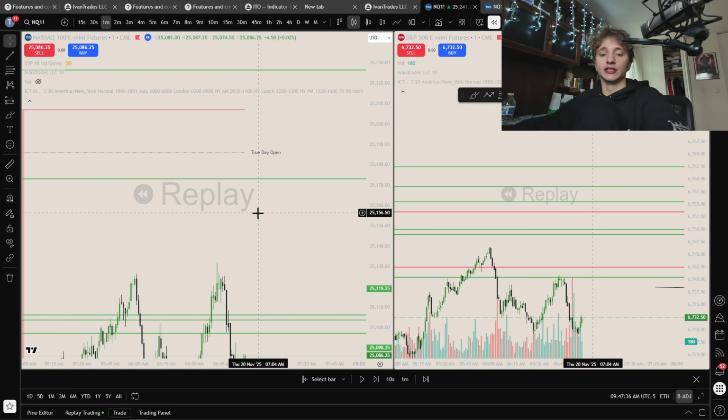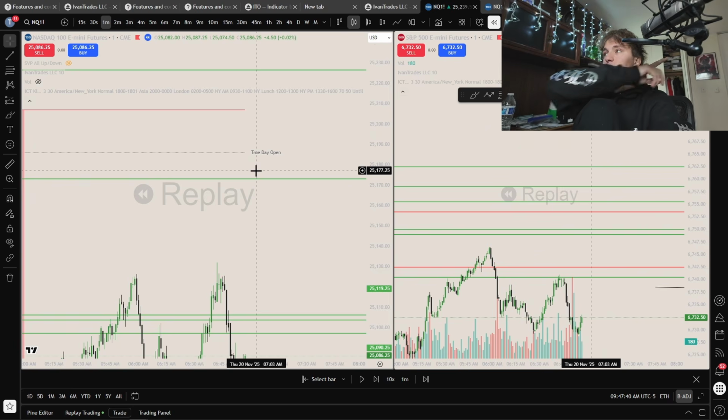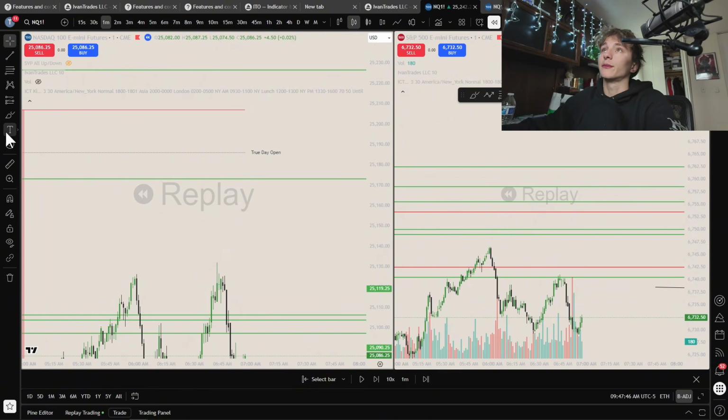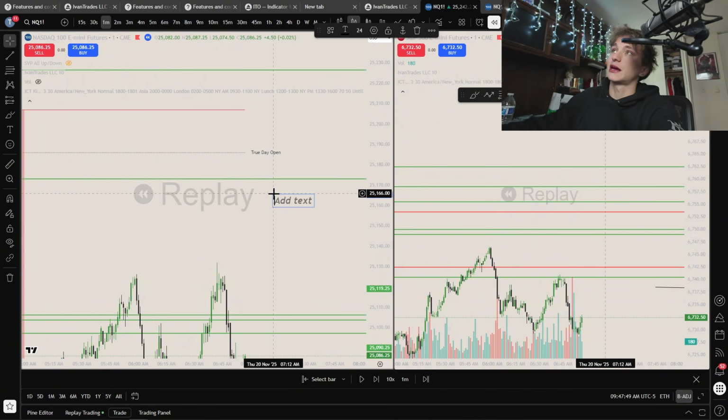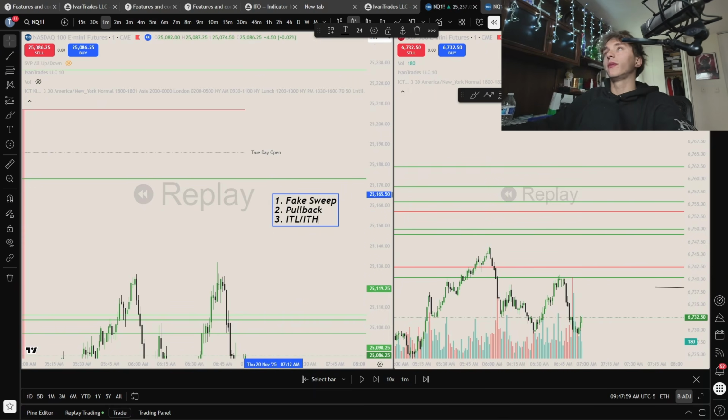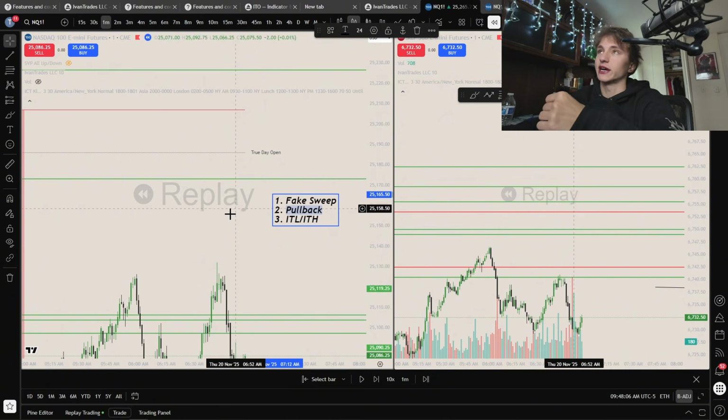For those of you guys that don't know, I have my own model. I have a video on it posted right here if you want to check it out. If you already have, then you know that the model consists of 3 simple steps. It's a fake sweep, it's a pullback, and it's a new internal high or internal low, right? The pullback is very vague. It can be a pullback to a few different confluences. I talk about that in that video, so you should check it out.